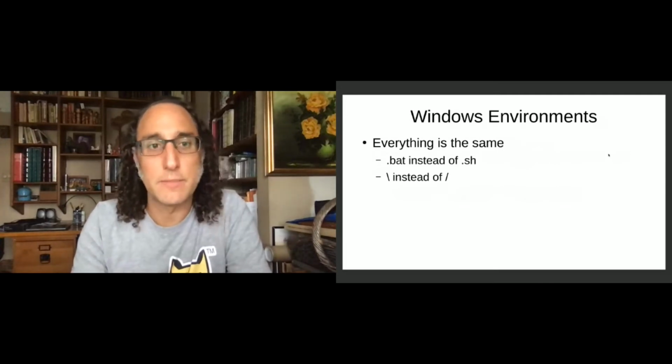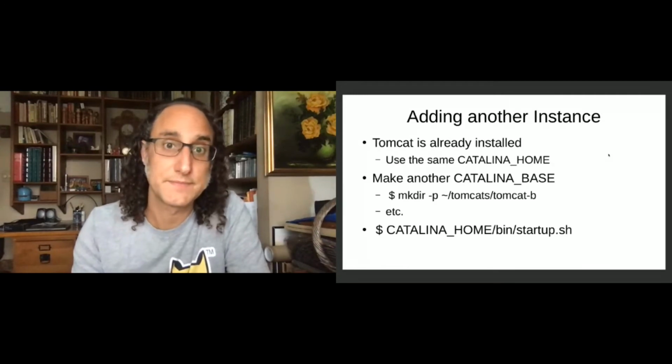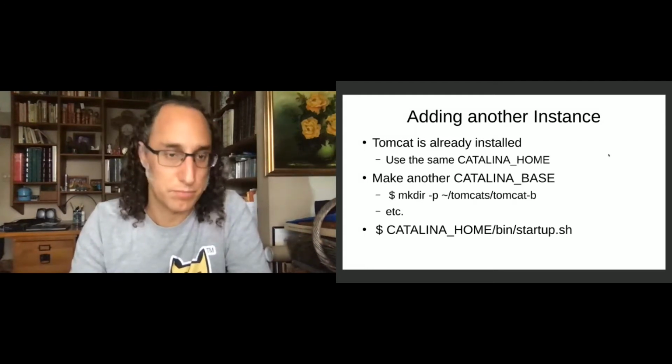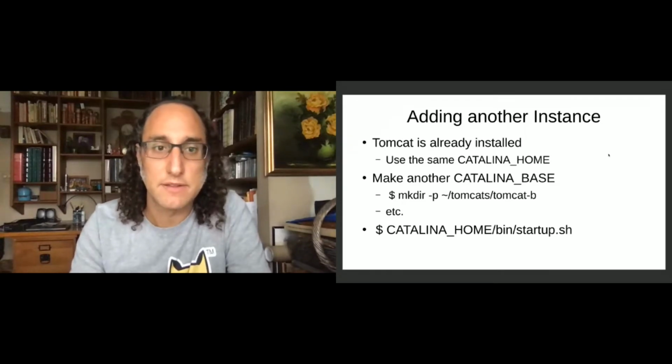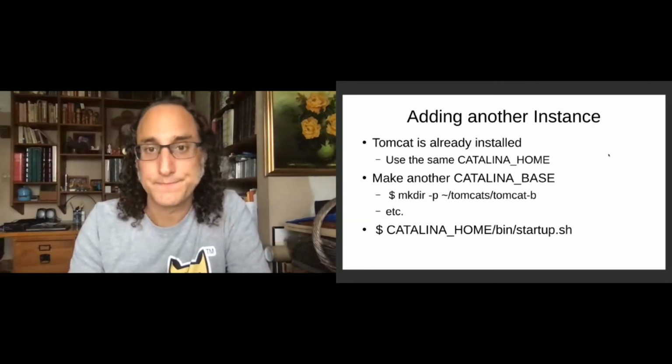So in Windows environments, everything is the same except use batch files instead of sh files, and you use different slashes. If you'd like to add another instance, Tomcat is already installed, so use the same Catalina home. You can make up another Catalina base like Tomcat B and perform all of those steps from the previous slides, and then make sure your Catalina base is set to the Tomcat B directory, and then run the startup.